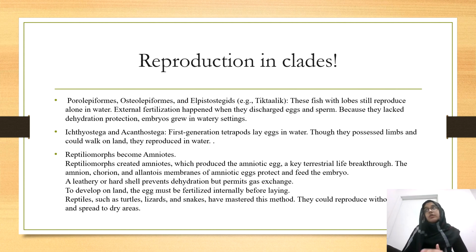So this group of clades are like fish with lobes. They have to have fertilization in water. Now, Ichthyostega and Acanthostega are first generation tetrapods that lay eggs in water. Though they possessed limbs and could walk on land, they still need water to reproduce. So they are like frogs and salamanders, but Porolepiforms, Osteolepiforms, and Elpistostegids are just like axolotl. They need water to reproduce.